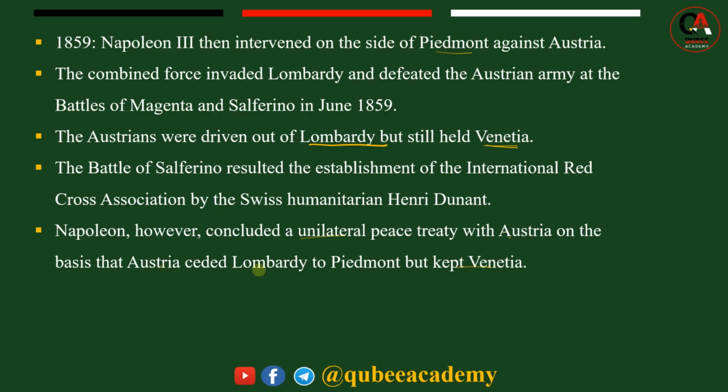Lombardy was given to Piedmont, but Venetia will stay under what? Venetia stays under Austria. Because of the two battles, Magenta and Solferino of June 1859, Lombardy united with the Kingdom of Piedmont. This means the outcome of this one.